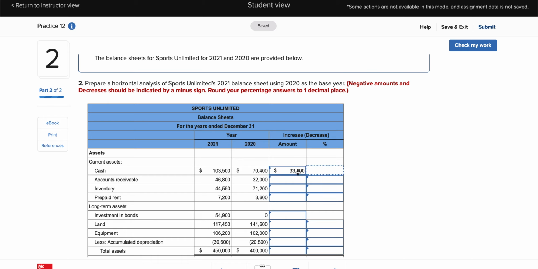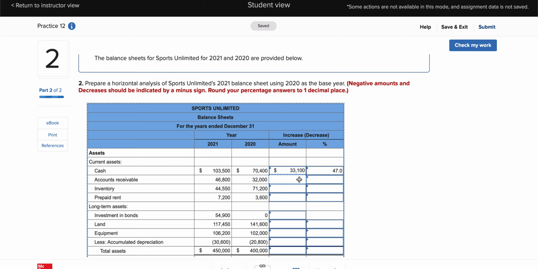Now we want to take the $33,100 divided by the base year. The base year is always the earlier year unless they tell you otherwise. So always assume the earliest year unless you are told otherwise that something else is being used as the base. So 33,100 divided by 70,400 gives us 47. What this is really saying is that there was a 47% increase in cash going from 2020 to 2021.